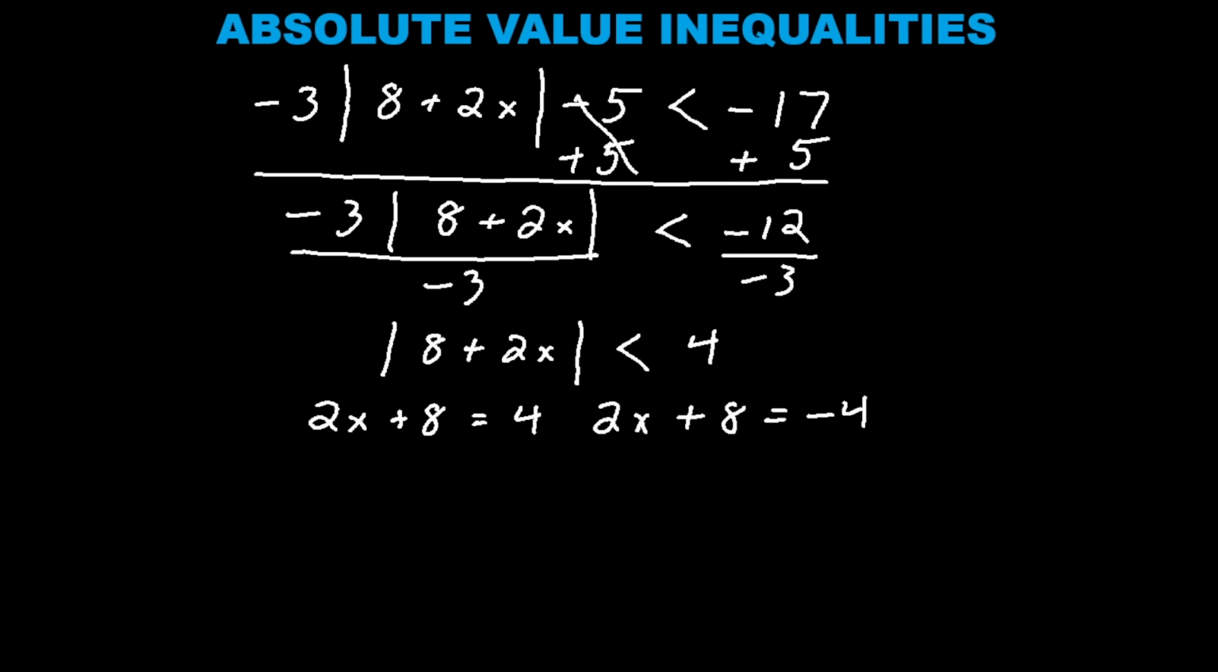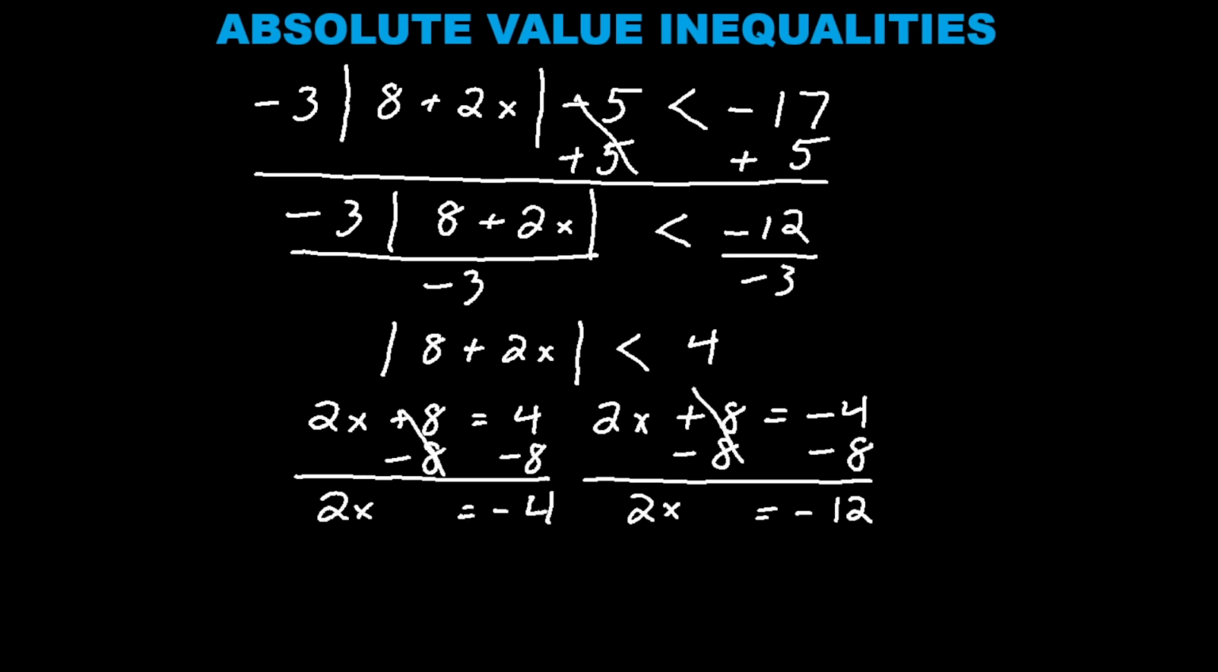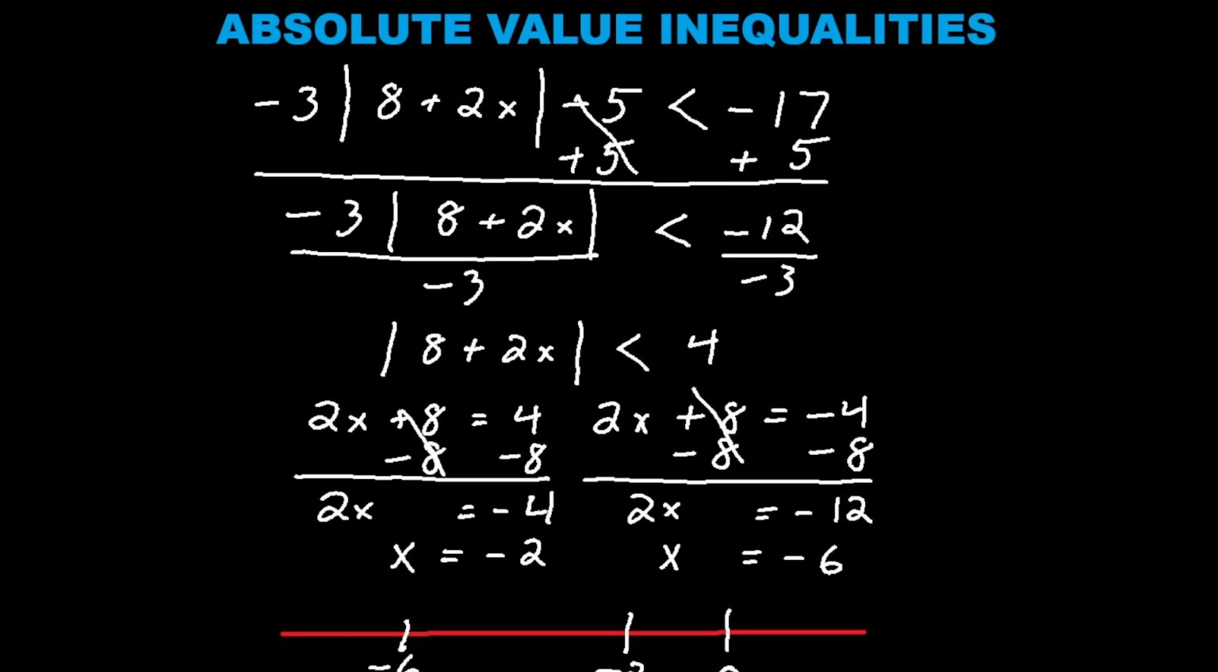In order to solve the two-step equation, first I'll subtract 8 from both sides of both of these equations. And then I divide both sides by 2. This gives me x equals minus 2 and x equals minus 6. I then graph them. Now, in the original inequality, it didn't have the equal sign, so these are going to be open dots.